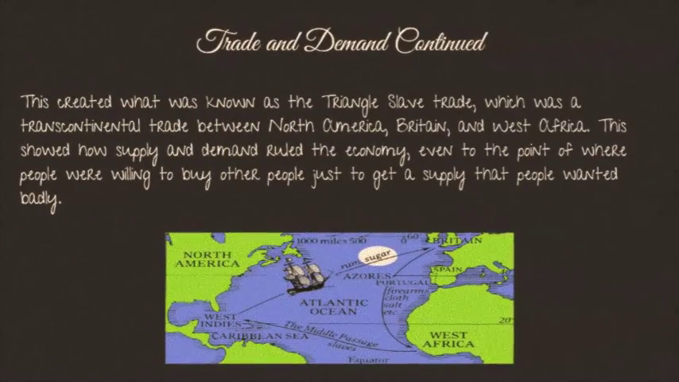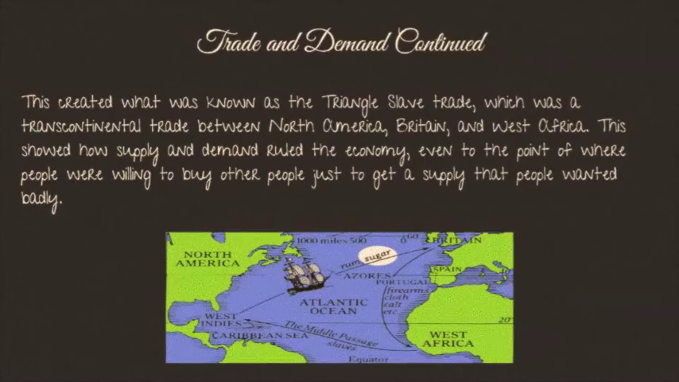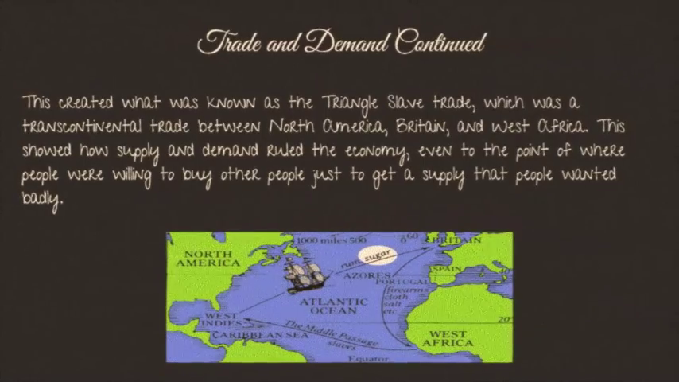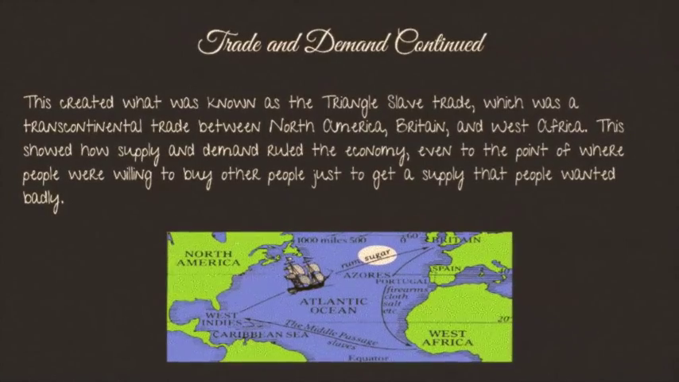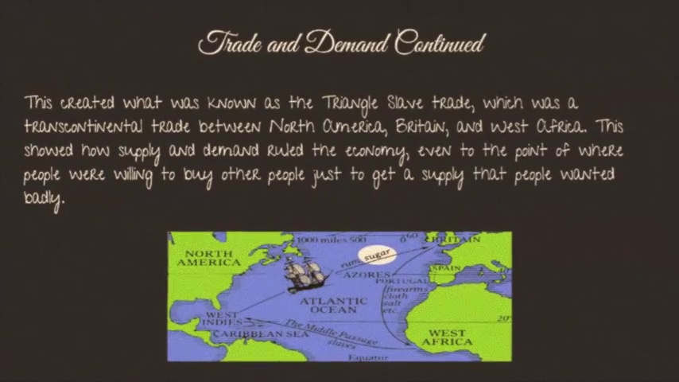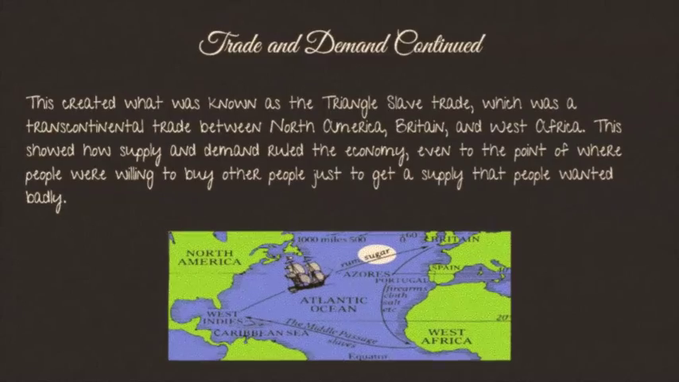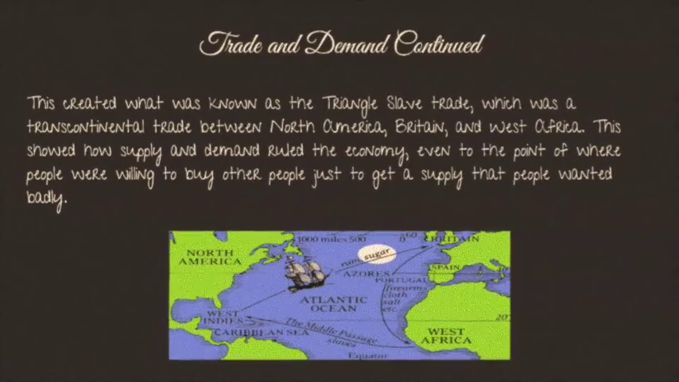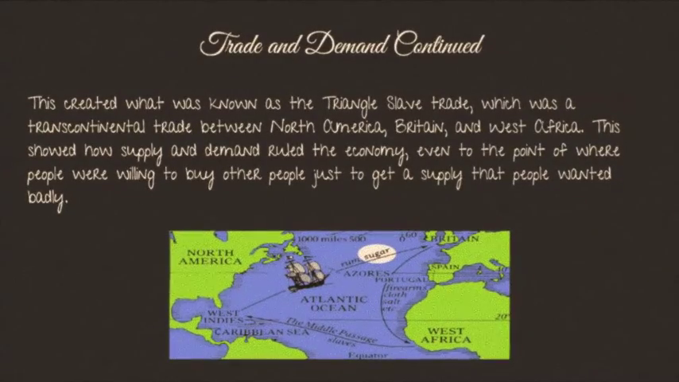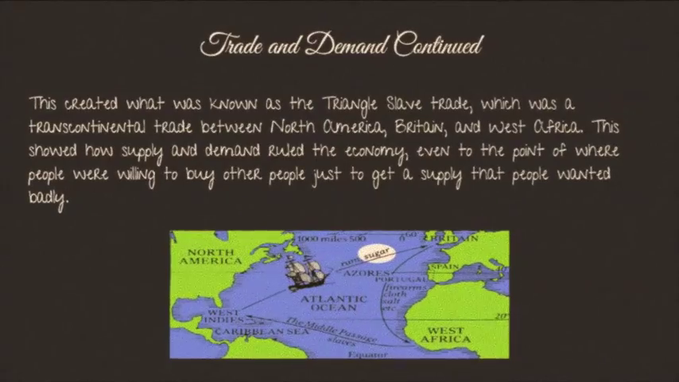Trade and demand continued. This created what was known as the Triangle Slave Trade, which was transcontinental trade between North America, Britain, and West Africa. This showed how supply and demand ruled the economy, even to the point where people were willing to buy other people just to get the supply that they were needing and wanting badly.